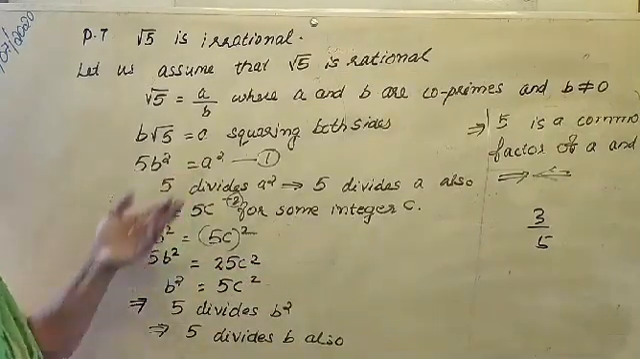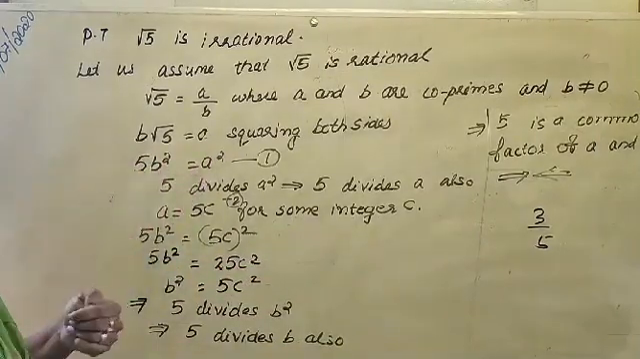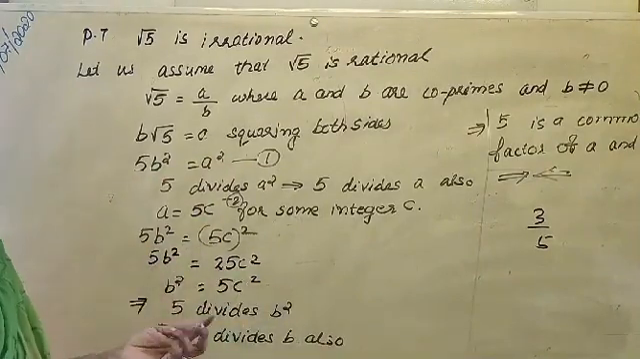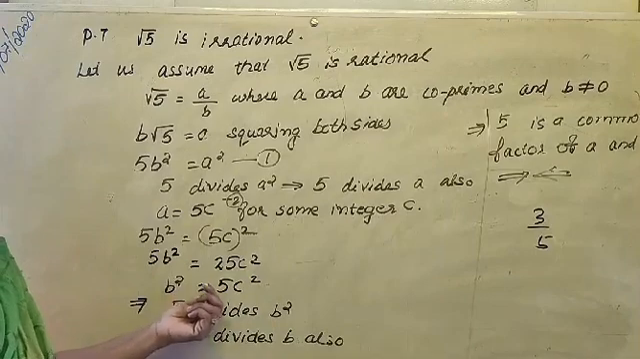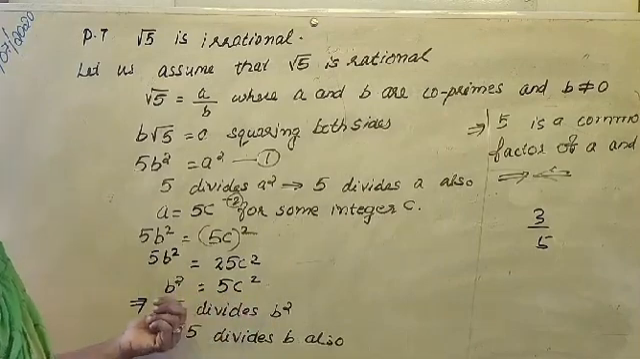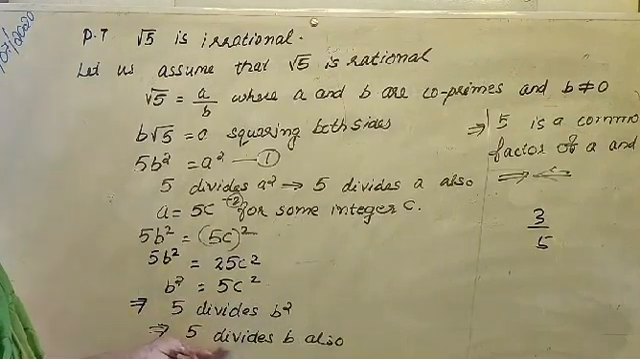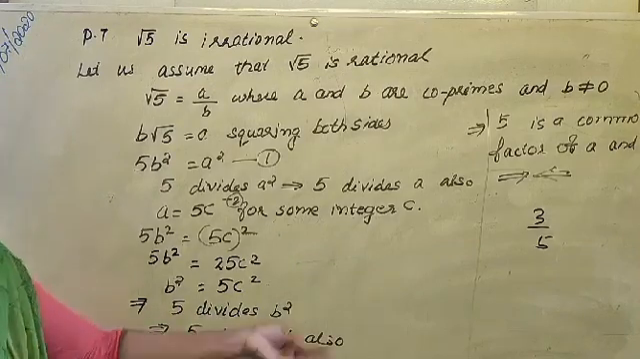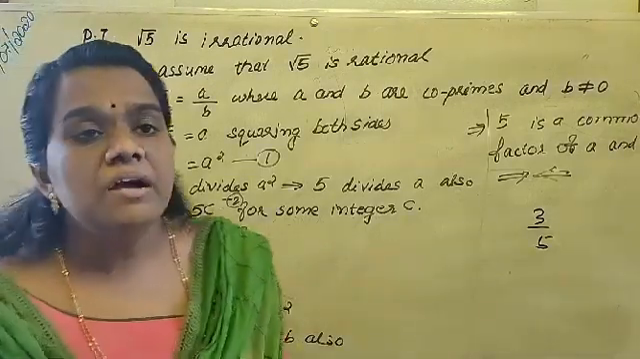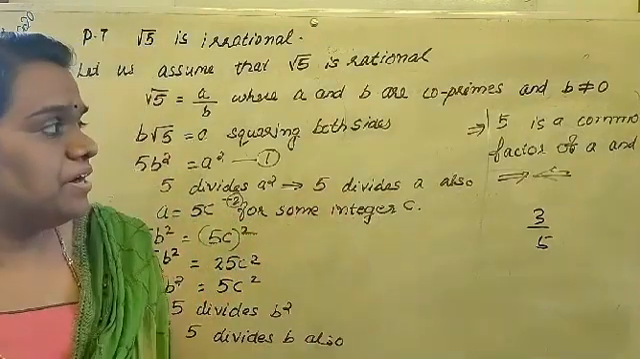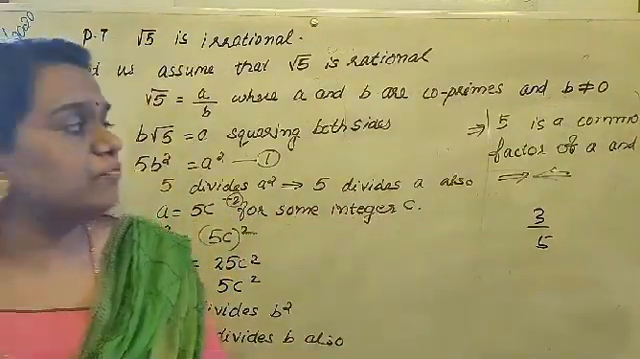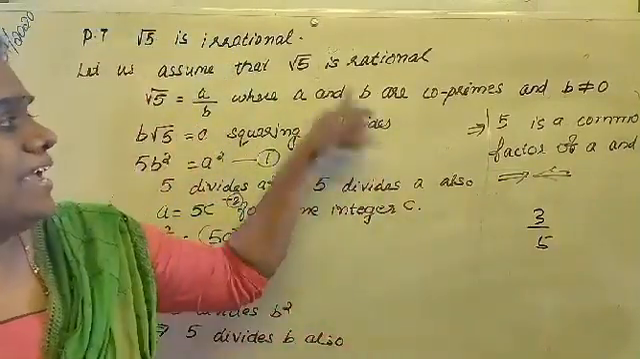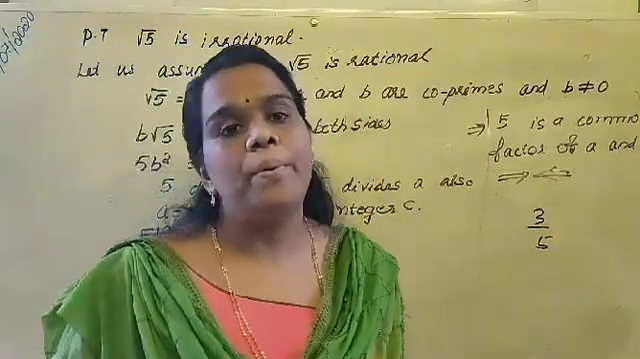Substitute a in the first equation. Then we get b square is equal to 5c square. That means 5 divides b square, b square is a multiple of 5. If b square is a multiple of 5, b is also a multiple of 5. 5 divides b square implies 5 divides b. That means 5 divides a and 5 divides b. 5 is a common factor for both a and b. This is not possible because we have taken a and b as two co-prime numbers.